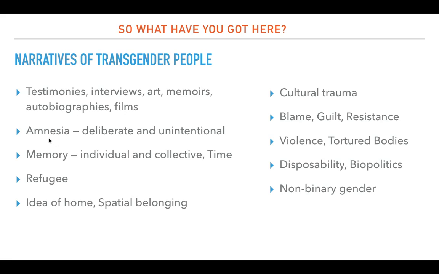And what are the keywords? Amnesia, that is deliberate as well as unintentional. You deliberately forget or pretend that you forget. That is one. Memory is associated with amnesia, individual and collective. Then the concept of time and theories of time. And refugee. The transgender people as refugees.